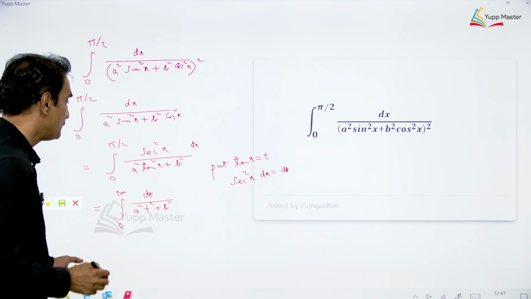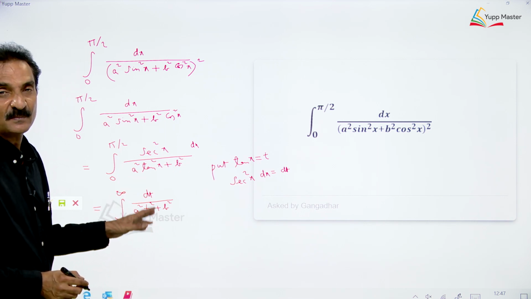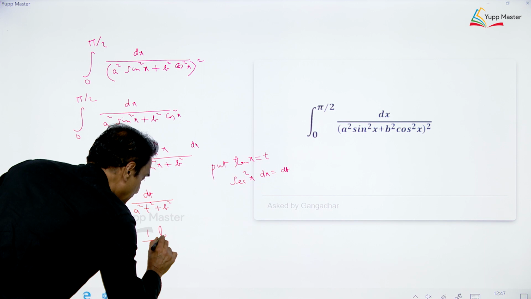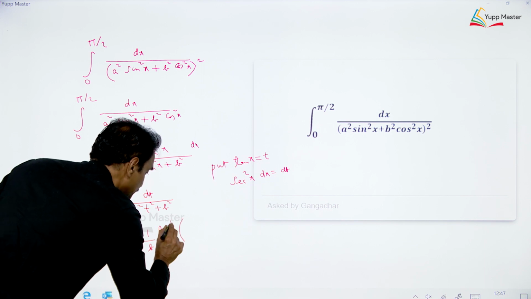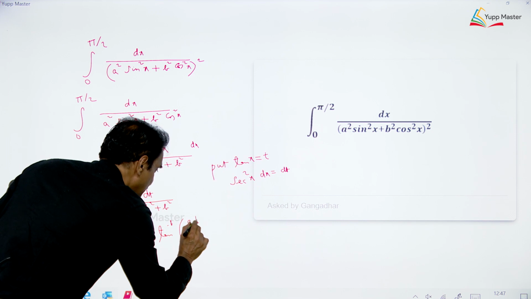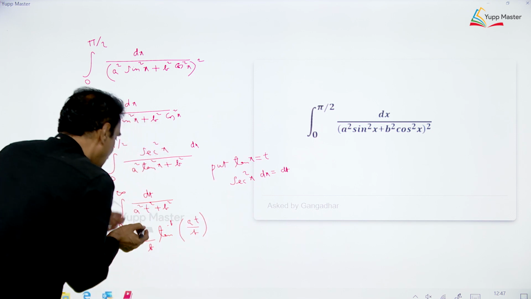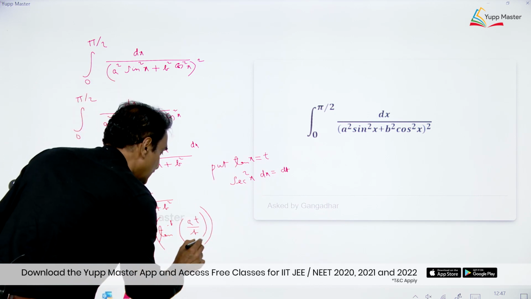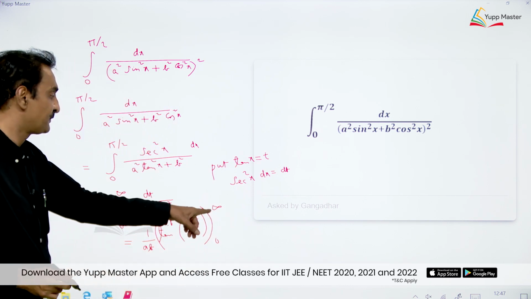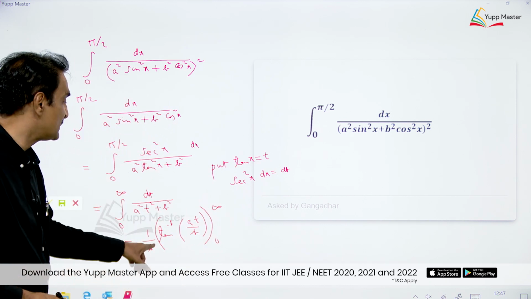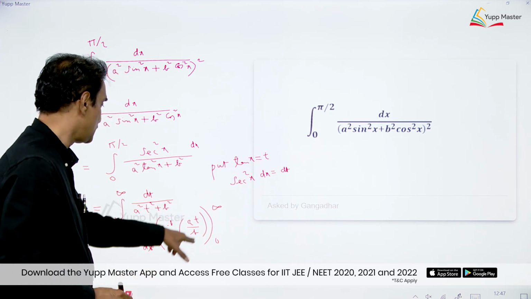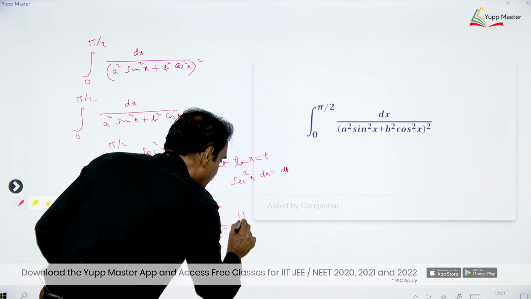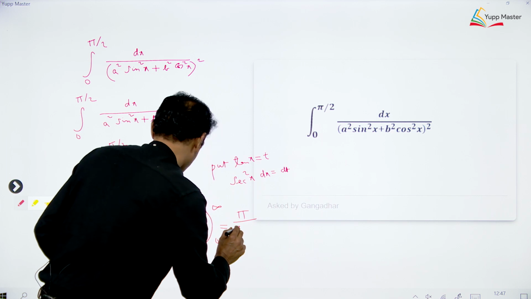Now what is its integral? Integral of 1 by x square plus a square is 1 by a tan inverse x by a. So it is 1 by b tan inverse a t by b, and we have to divide by a. Now substituting the limits, tan inverse infinity is pi by 2, tan inverse 0 is 0. So this is pi by 2 ab.